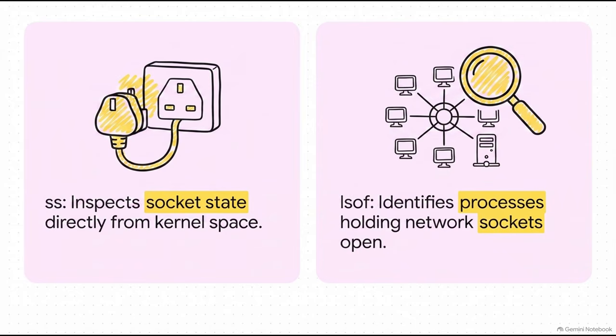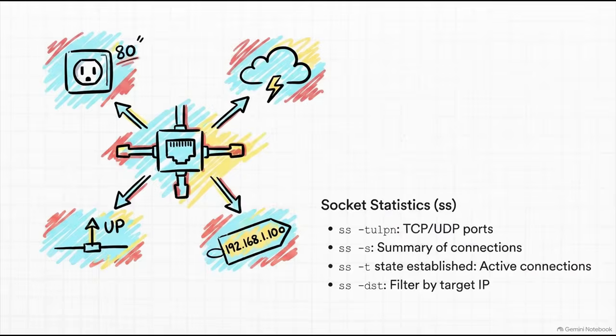Remember, in Linux, literally everything is treated as a file, and that includes network connections. lsof comes at things from the application side, looking at which system processes and file descriptors are holding those network sockets open. Let's look a little closer at socket statistics. ss -tulp is a command you're going to find yourself using constantly. It lists all listening TCP and UDP ports, and super importantly, it shows the process IDs attached to them.